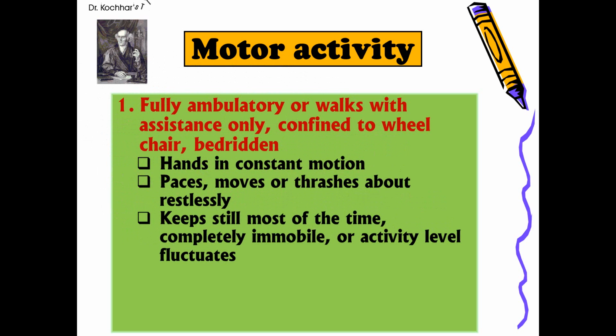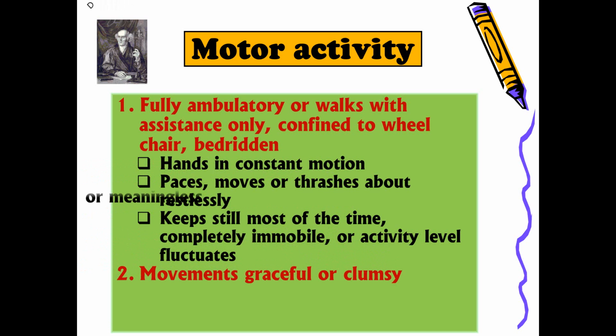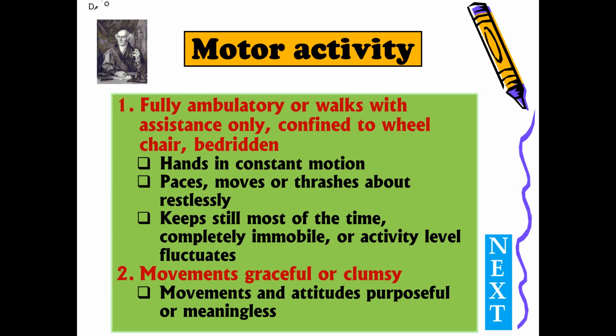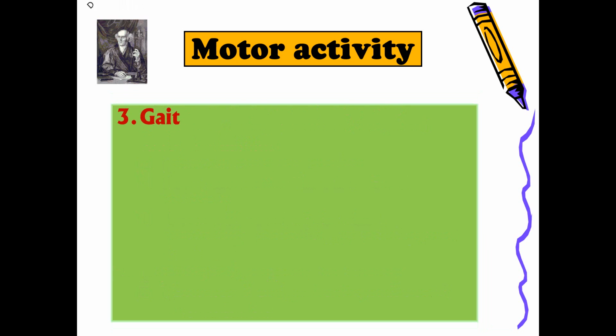Then there can be a tendency to keep the hands in constant motion. The patient is sitting but the hands are constantly moving, doing this, that, restlessness, or he paces, moves, thrashes about restlessly if he is an ambulatory patient. Then keeps still most of the time, completely immobile, or activity level fluctuates, sometimes overactive, sometimes underactive. That has to be noted because the patient is not going to tell this to you. This you have to note yourself. Movements are graceful or they are clumsy. Movements and attitudes are purposeful or there are movements which are meaningless.